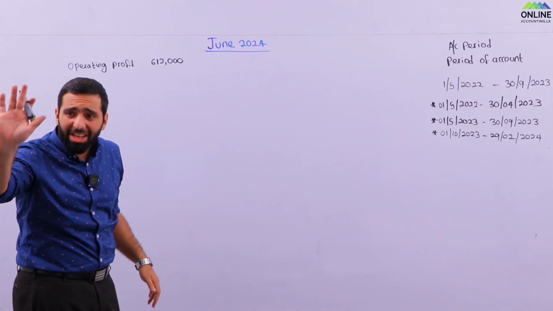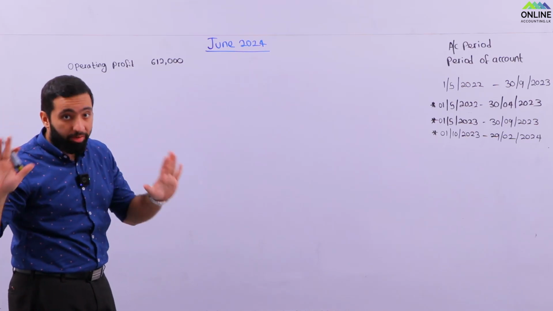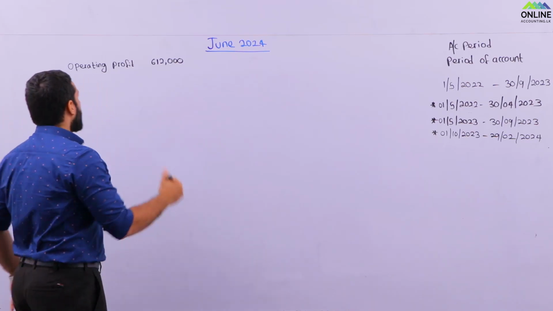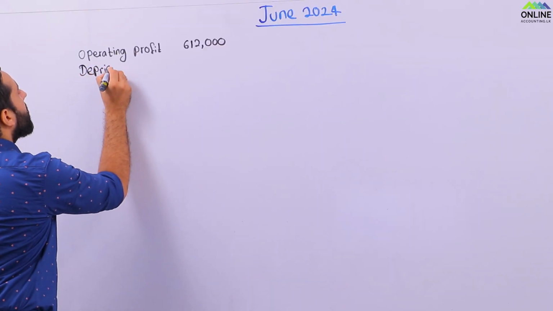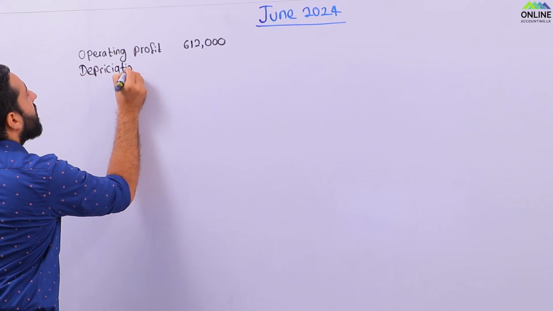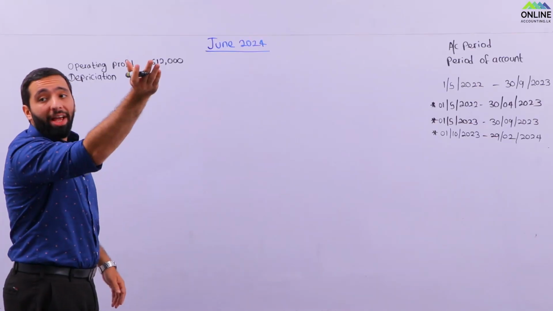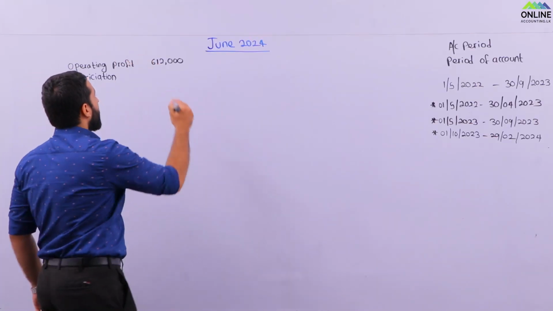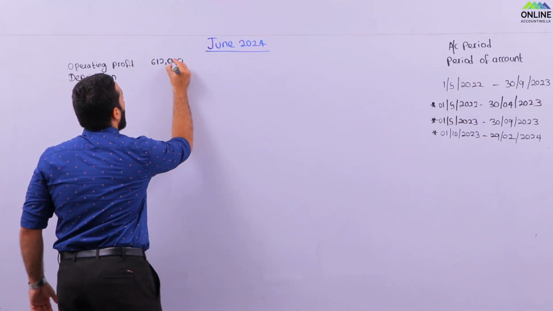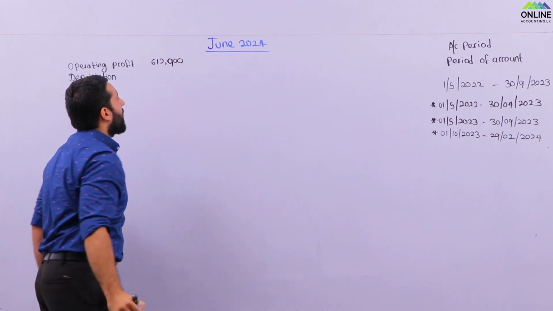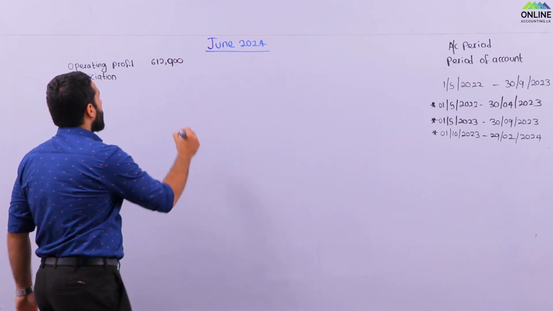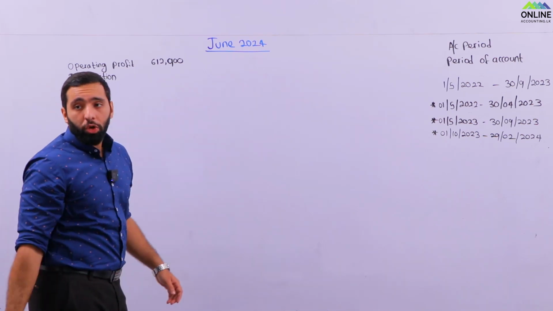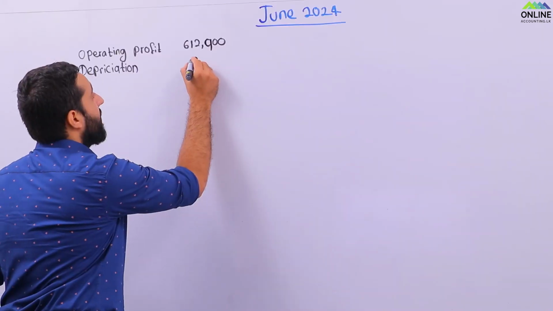Why? Depreciation is already reduced. If you have done the question, you would have understood. So the depreciation, you need to add it back. Why? This is not allowed and you have to add it back. So 612,900 is what is clearly given, and then 8,820. Yes, that is the depreciation.